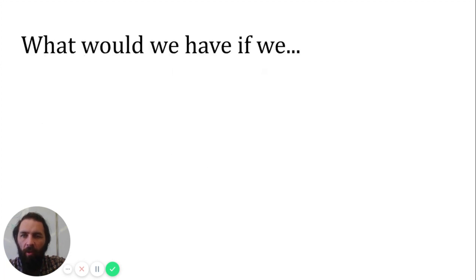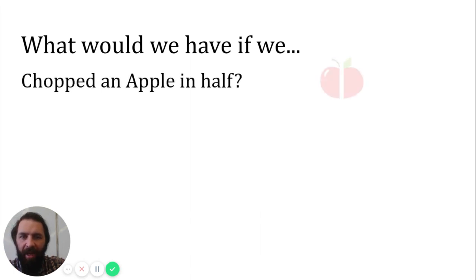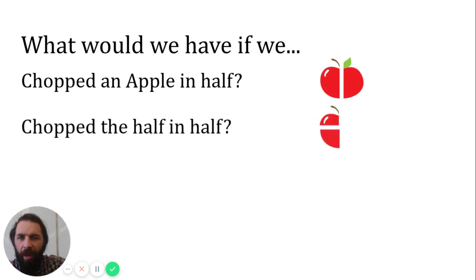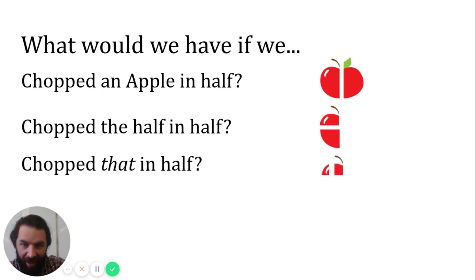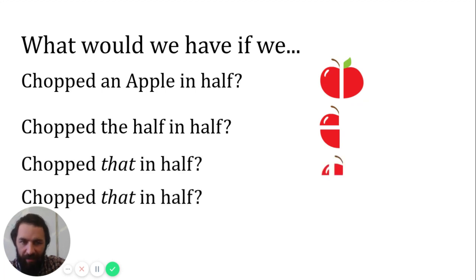So just a little thought experiment here you're going to do for your warm-up. What would we have if we chopped an apple in half? So let's have an apple and I chop it in half down the middle. And then what if I chop that half in half? And I chop that half in half. And so I keep going into smaller and smaller pieces. How far could we go with it still being an apple? So I want you to think about that.